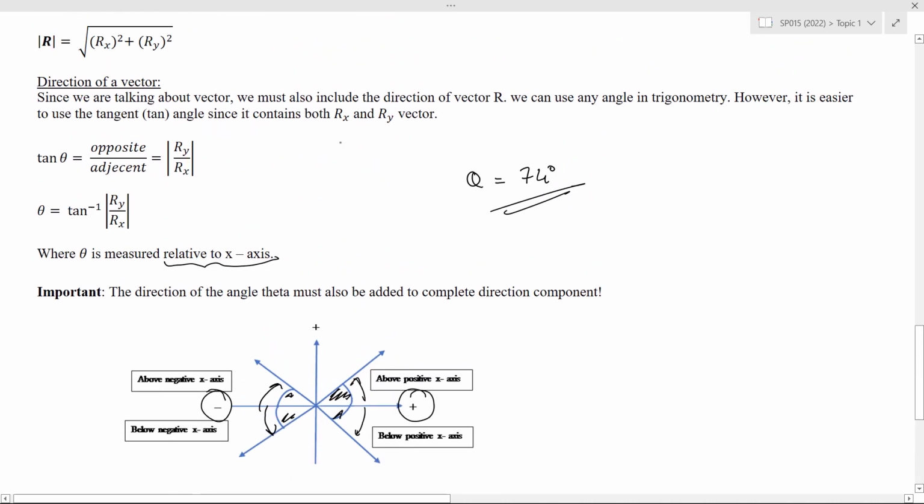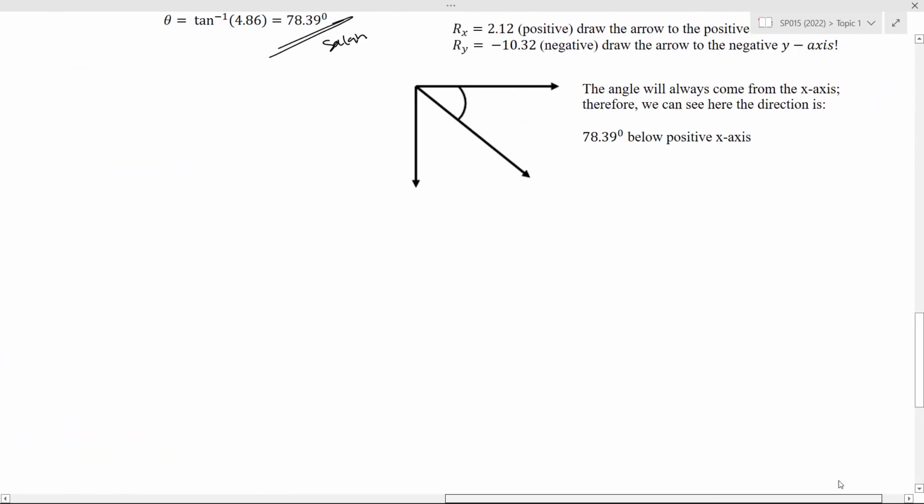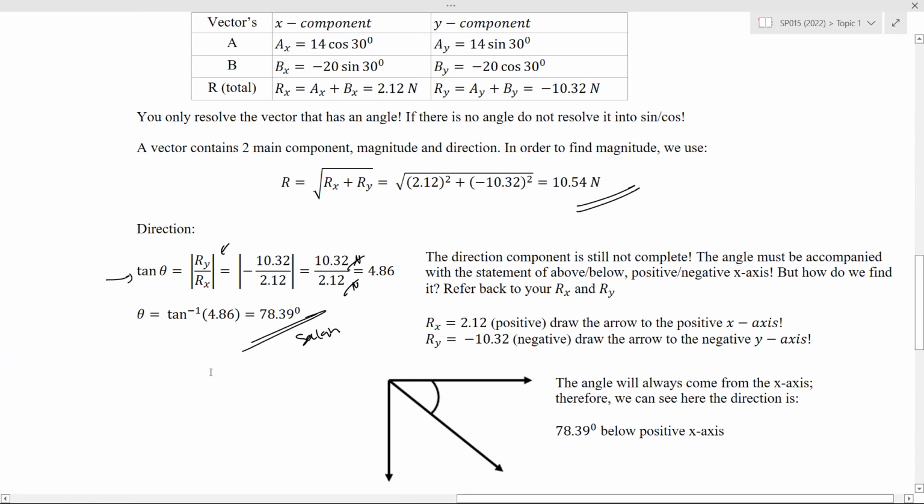Okay, kembali kita pada example ini tadi. Okay, so dekat sini, alright, kita dapat angle 78.39 degree. Macam mana saya nak tahu dia above below positive x-axis ke? Above or below positive or negative x-axis ke? Itunya penting bila you tengok komponen rx ni dan ry sini. Okay, nampak tak rx sini tadi adalah positive value, manakala ry sini adalah negative value. You draw the next thing, the next vector. Okay, so rx tu positive, so dia mesti ke arah kanan. Okay, kanan sini. Manakala ry dia negatif, dia mesti ke arah bawah.